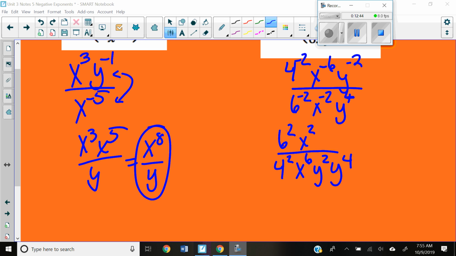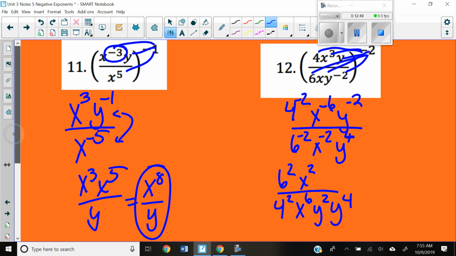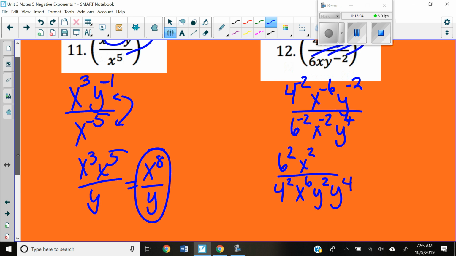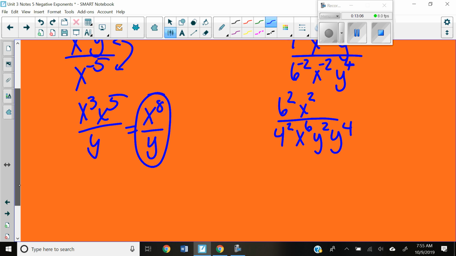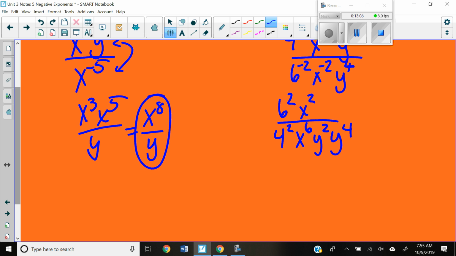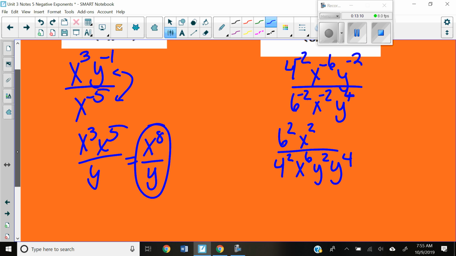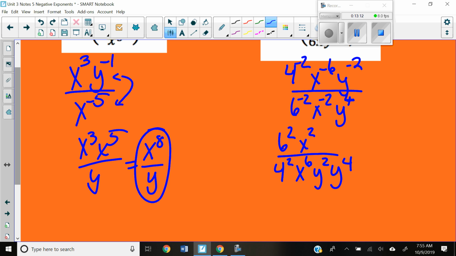Okay, so I haven't finished the problem. I just want to show you what I'm working on. So I distributed my negative 2 to everything. So I have 4 to the negative 2, x to the negative 6, because remember I'm multiplying my exponents, y to the negative 2, over 6 to the negative 2, x to the negative 2, and then y to the positive 4. Remember, negative 2 times negative 2 gives me a positive 4. So I distributed and multiplied my exponents, and then I went ahead and moved all my negatives. So everything moved except for this last little y to the 4th on the bottom.